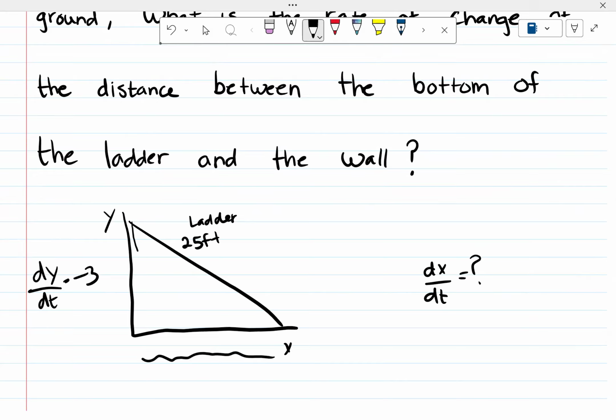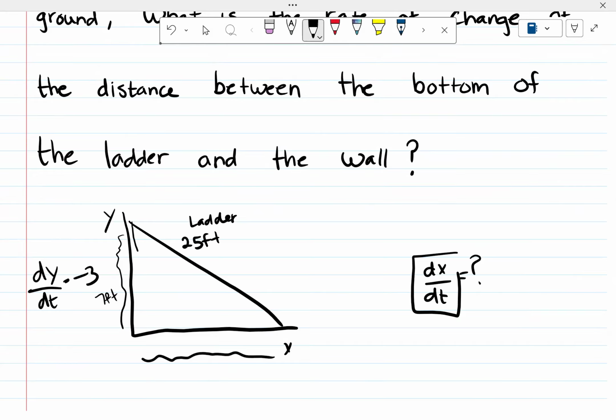So how do we do this? And what else do they tell us? They say that when the top of the ladder is 7 feet from the ground. So I think that 7 feet represents this vertical distance, so that's 7 feet. We still have to find dx dt, because they're asking what is the rate of change of the distance between the bottom of the ladder and the wall.